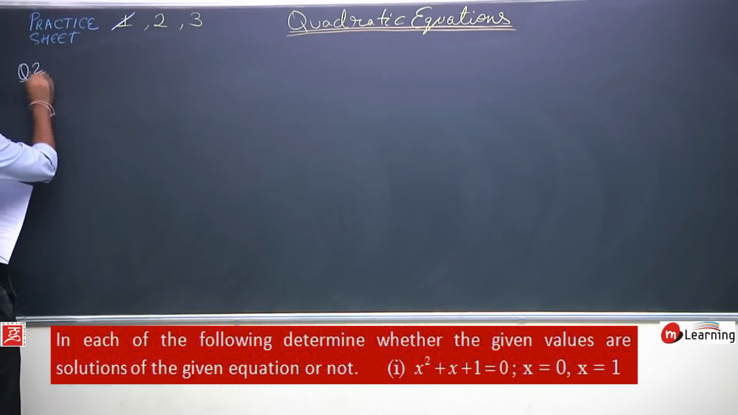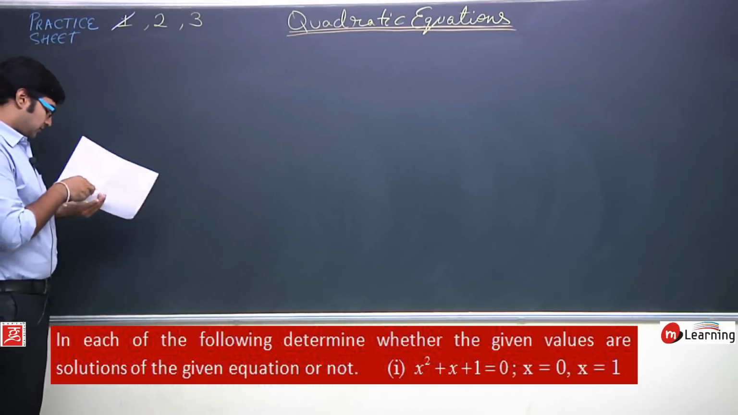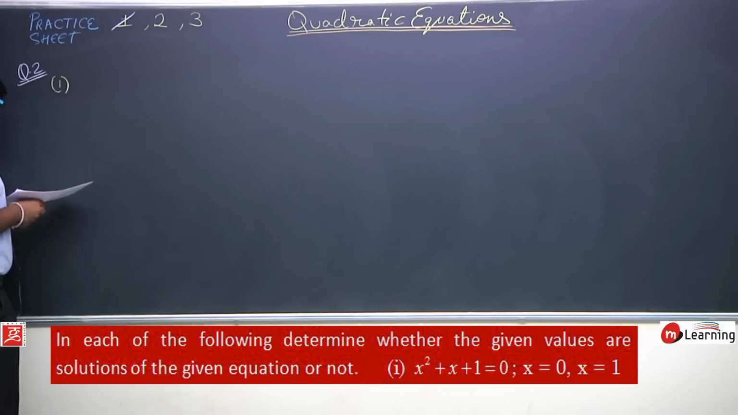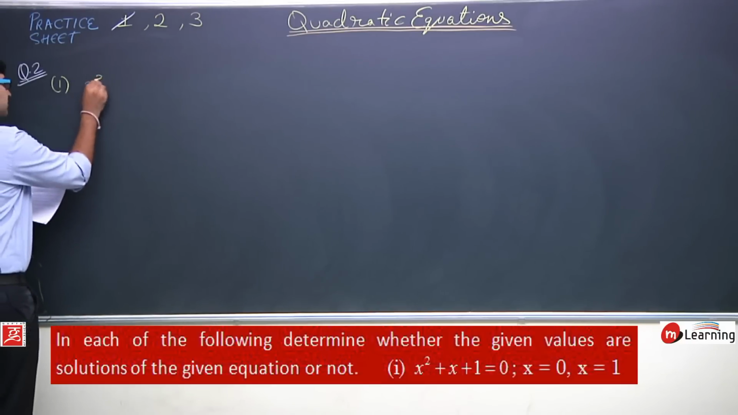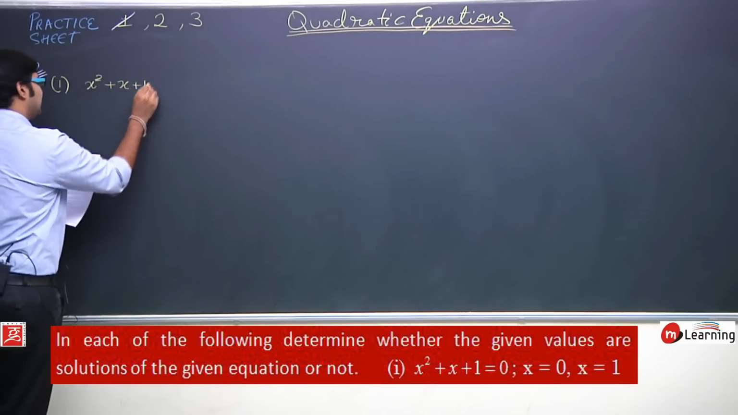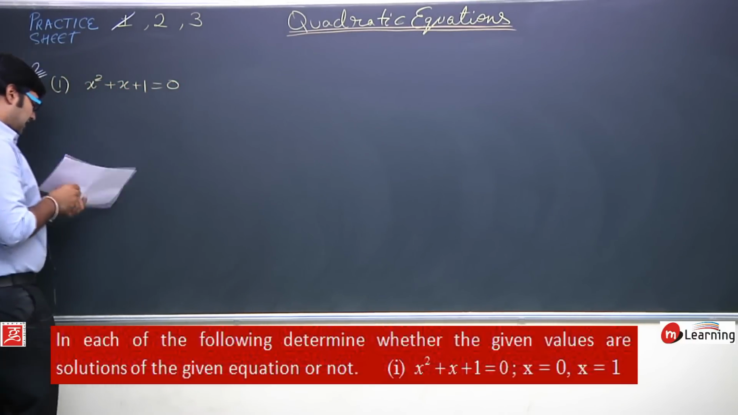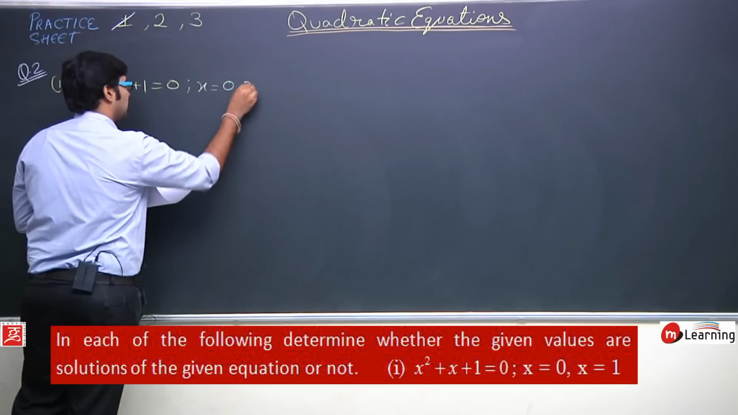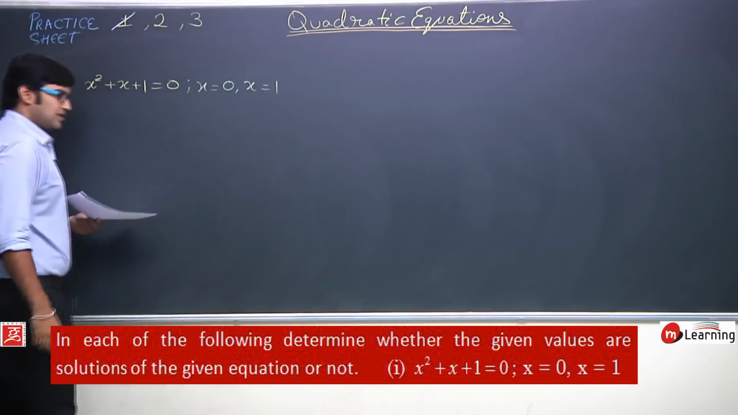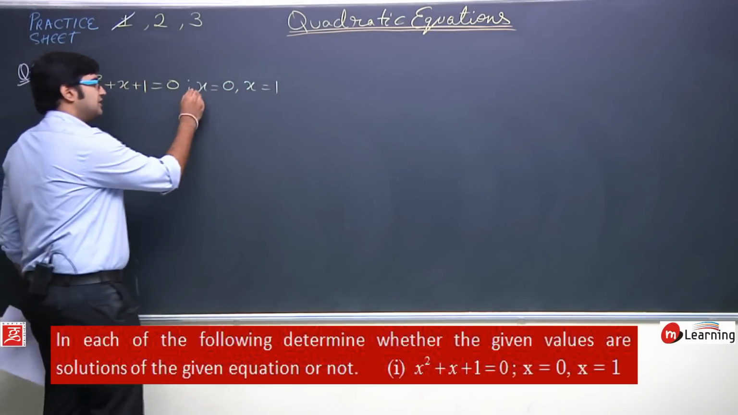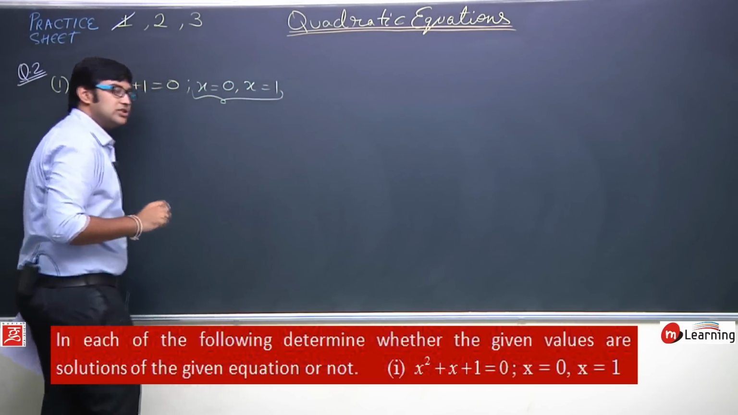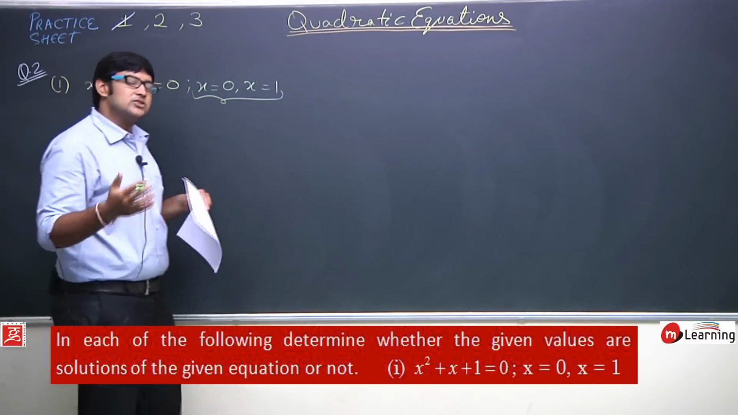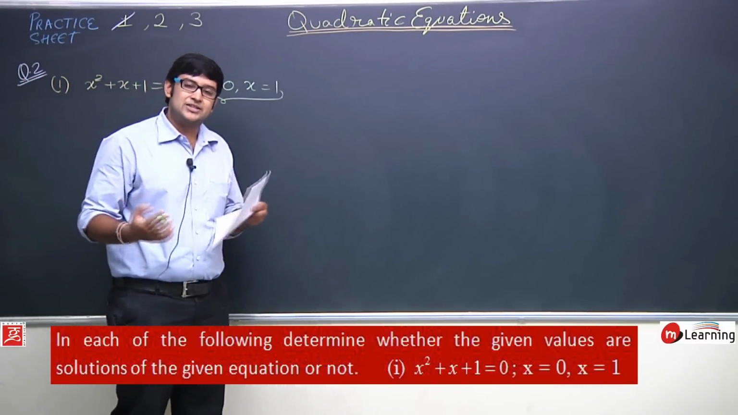So question number 2, the first expression given is x square plus x plus 1 is equals to 0, semicolon, x is equals to 0 comma x is equals to 1, and we need to check whether these two values are the solutions of this quadratic equation or not. What are the solutions of the quadratic equation? What is meant by the solution?